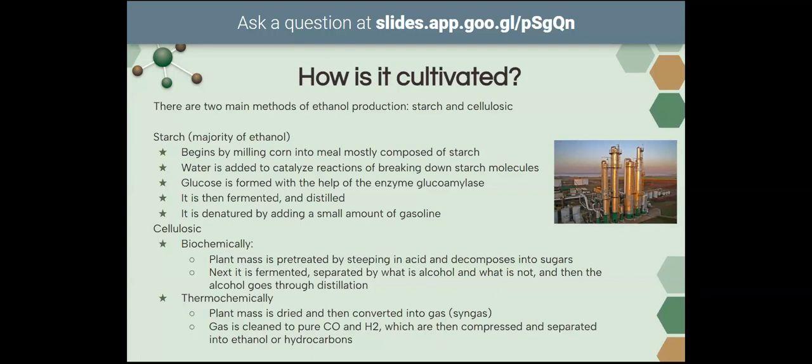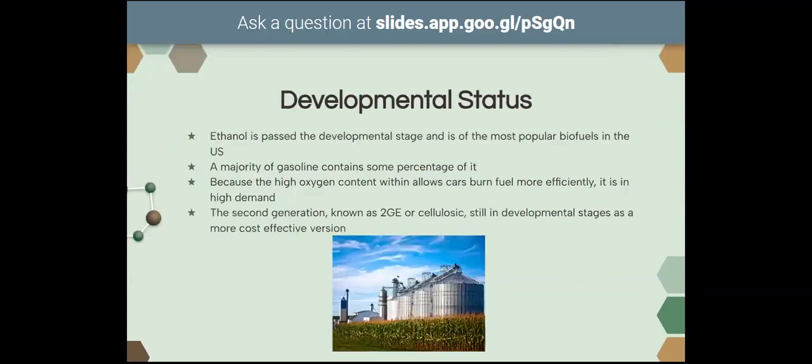Then the other form of cellulosic is thermochemical. So the plant mass is first dried and then converted into a gas called syngas. The gas is cleaned to form pure CO and H2, which are then compressed and separated into ethanol or hydrocarbons. And hydrocarbons are actually a very helpful byproduct, which I will touch on later.